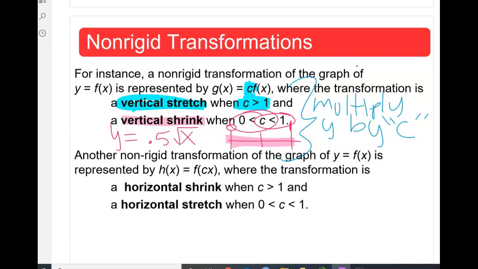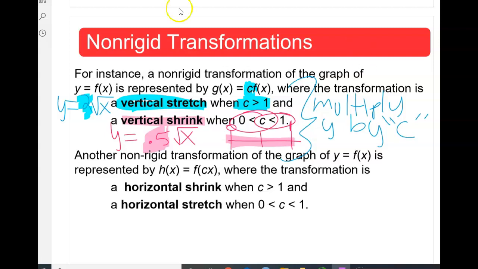An example of a vertical stretch, we could use the one that said y equals 2 times the square root of x. In that case, the c value here is a 2, is greater than 1. And here the c value is 0.5, so it's less than 1, but still positive, greater than 0. Now let's see what will happen with the horizontal shrinking and stretching.